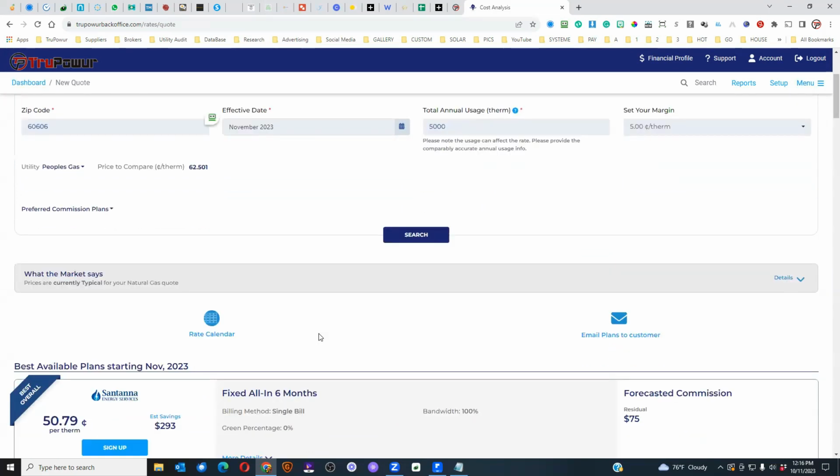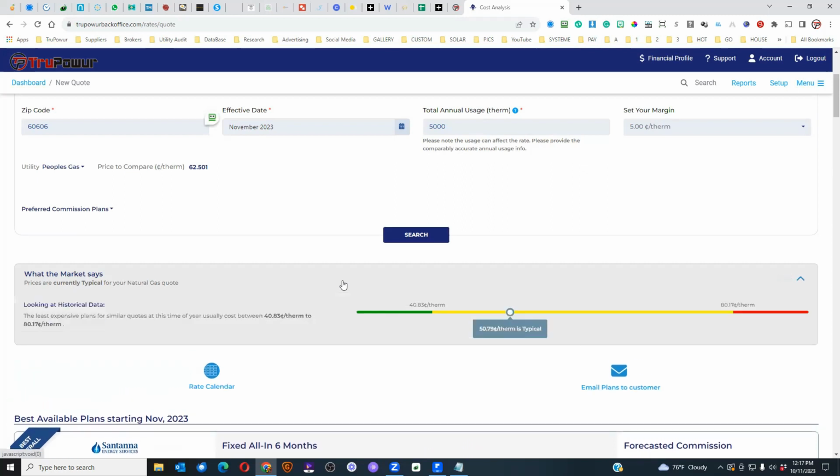That will update the system. You can look at what the market says. Prices are currently typical for natural gas quotes. Anytime you see this in the lower third, it's really good. It's exceptionally good if you're down here in the green. So pricing right now is actually pretty decent, and it's going to get better over the next couple of months. And then going into December, January, and February, you may see these rates increase just because more people are going to be using natural gas. So now's a really good time to quote people on natural gas.